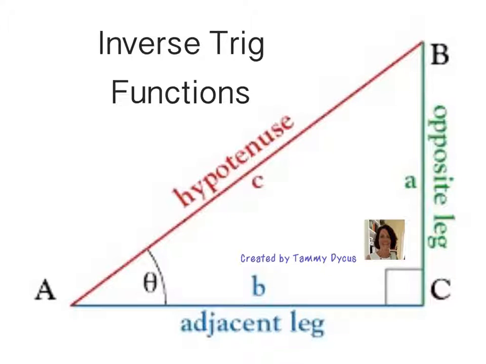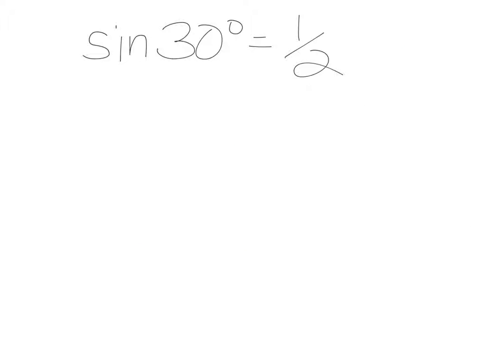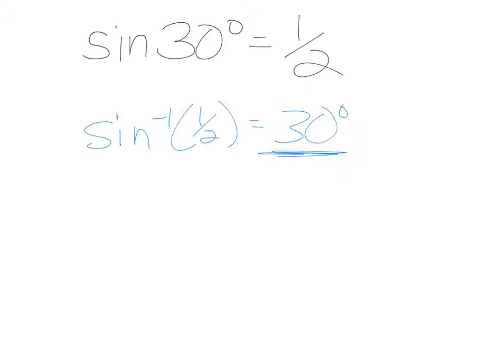Inverse trig functions. When we want to find the inverse trig function, we've been given the sine, cosine, or tangent value, and we need to find the angle where that occurs. For example, using the unit circle, we can find that the answer to sine of 30 degrees is 1/2. If we turn that around, we have the inverse. The inverse sine of 1/2 is 30 degrees. So the answer to inverse problems is always the angle.